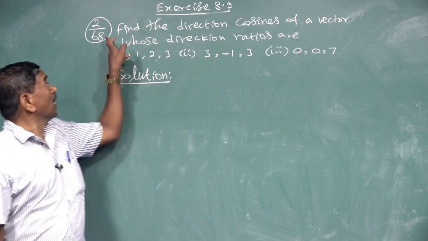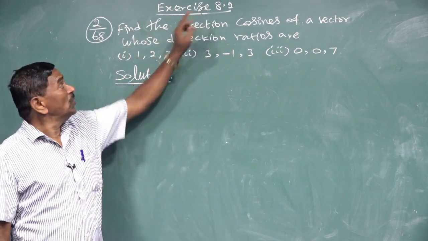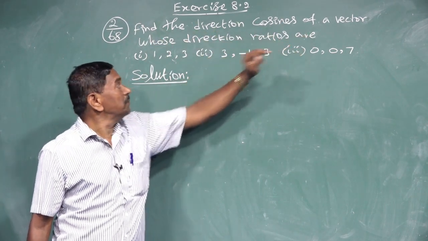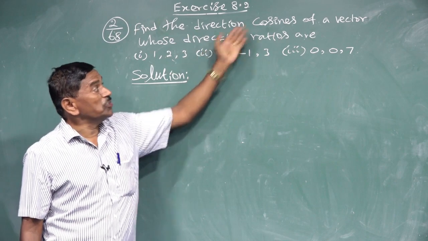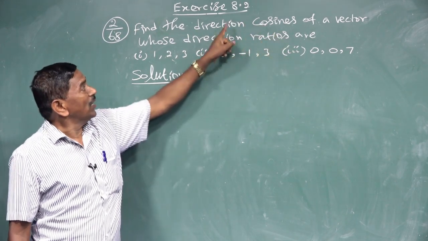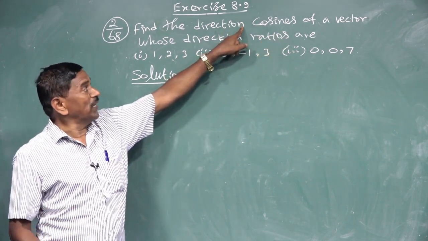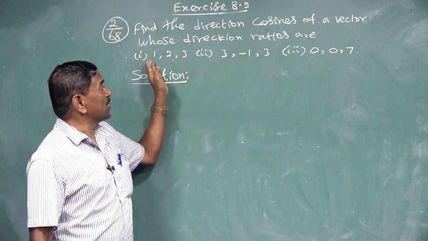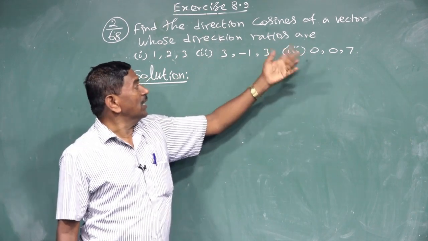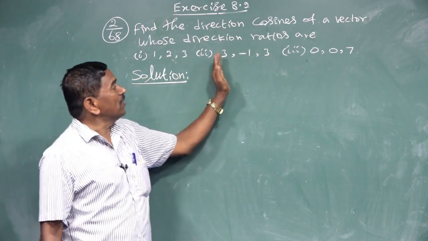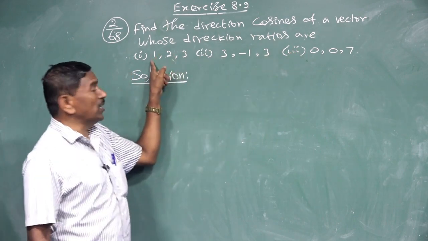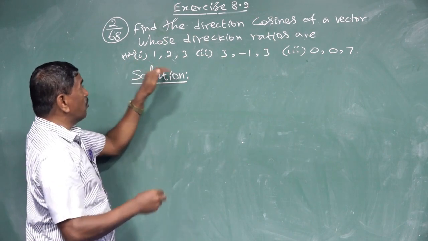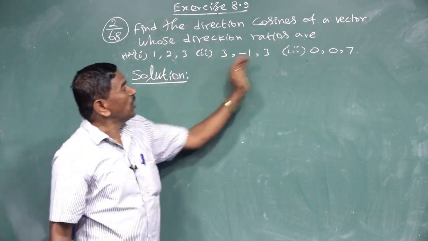Children listen. Now second topic from exercise 8.2. Find the direction cosines of a vector whose direction ratios are given. Here we want to find the direction cosines and the direction ratios are given. There are three subdivisions of that: subdivision 1, subdivision 2, subdivision 3. I will do subdivision 2 and 3 myself, and subdivision 1 is left as homework. Its model example is also homework.